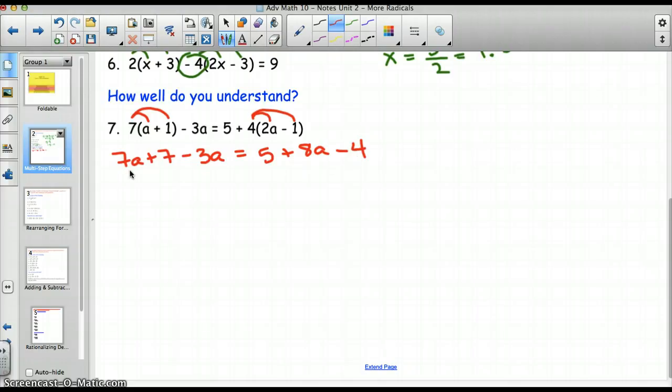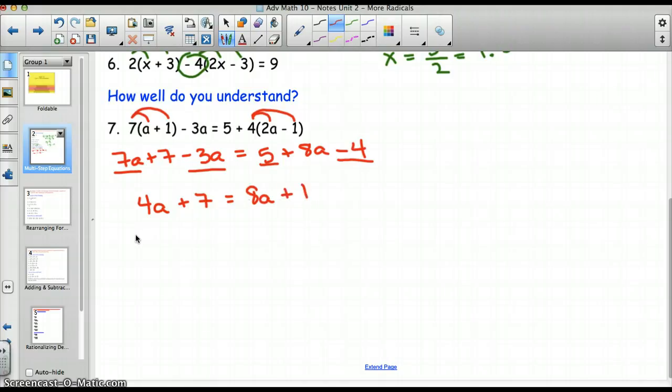Now I'm going to simplify each side. I have 7a minus 3a, so that is 4a's. The only number I have over here is 7. On the other side, I have 5 minus 4. So the only a's I have are 8a, so I'm going to put those together. 5 minus 4 is a positive 1.